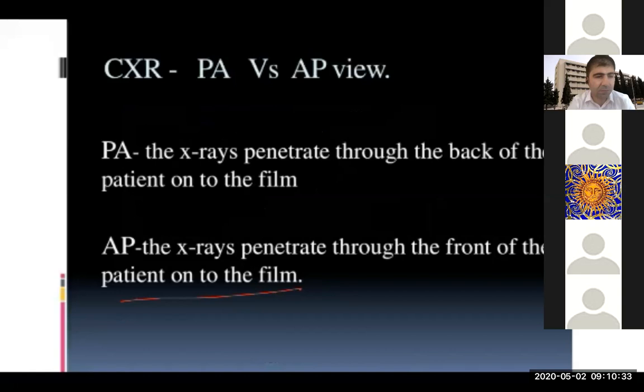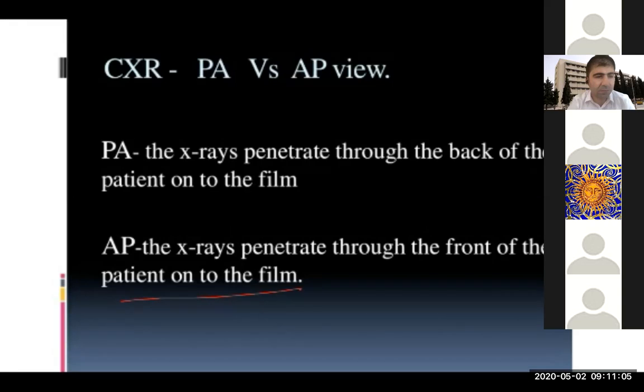The chest X-ray in a PA view is defined according to the source of the X-ray. If the source of the X-ray is hitting the front of the patient, it means it is an AP view, anterior posterior view. While if the source of the X-ray is hitting the posterior part of the patient, it means it is a PA view. And in most cases we use the PA view in erect position.